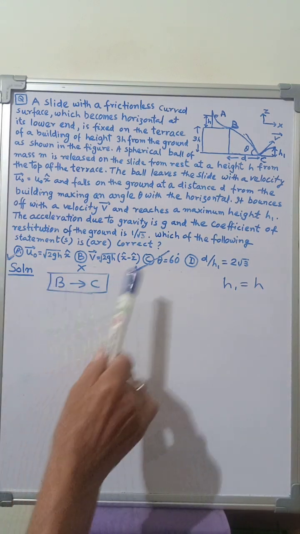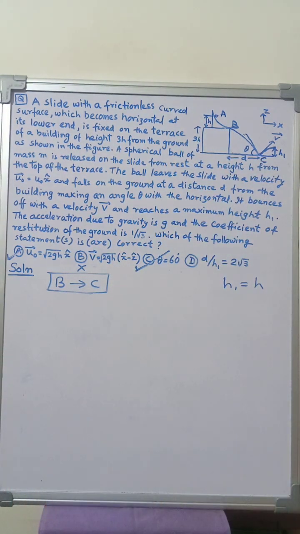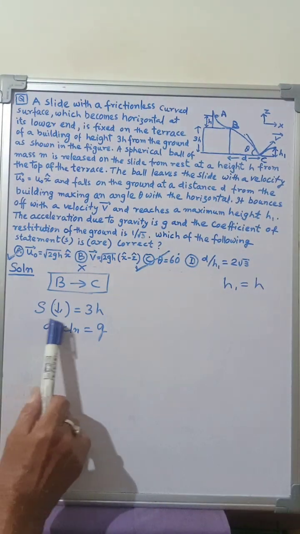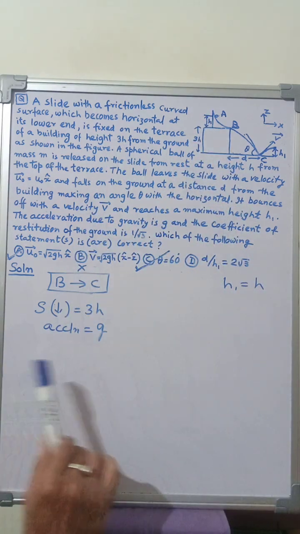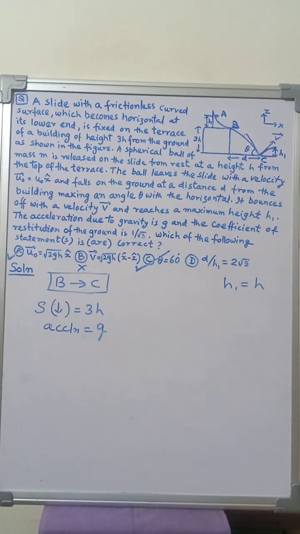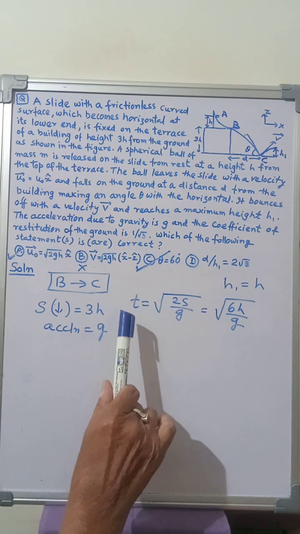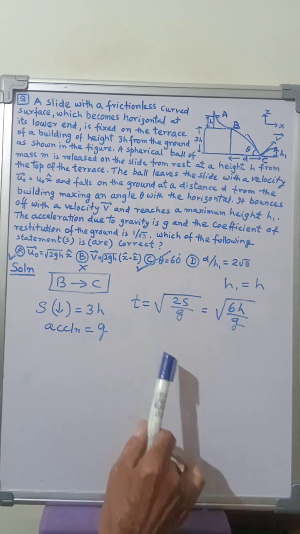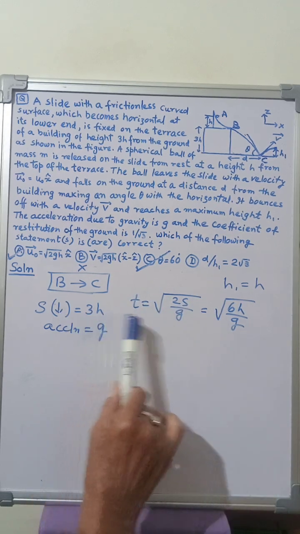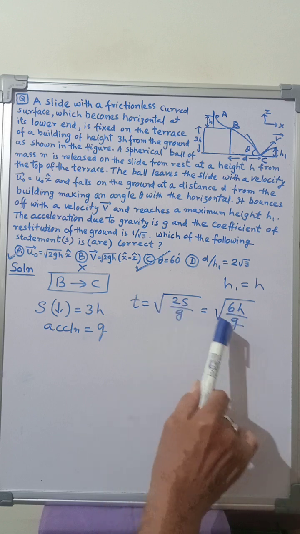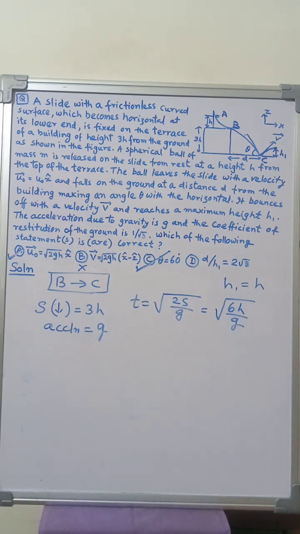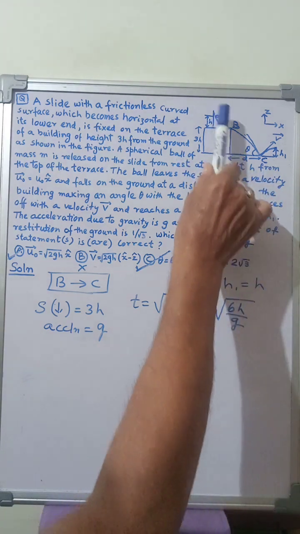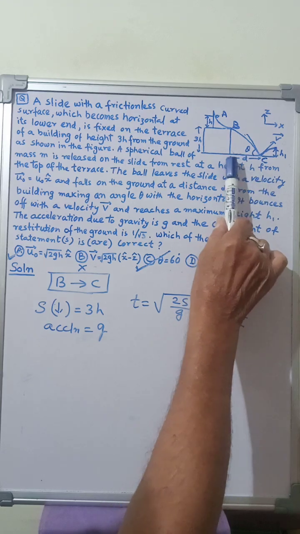Now again, let us consider the motion of the ball from B to C. Now the vertically downward displacement from B to C is s = 3h, and acceleration due to gravity is g. Therefore, during the fall, time t is given by root over 2s by g, putting the value of s = 3h, so 2 into 3h, that is 6h by g, root over 6h by g. Now we'll try to find the horizontal distance covered during this motion from B to C, that is the value of d.